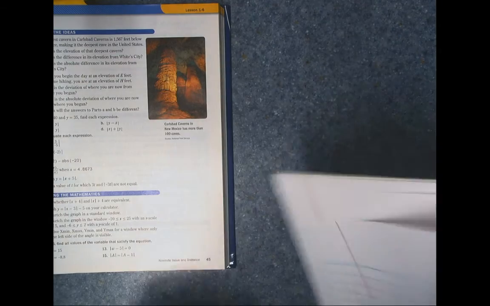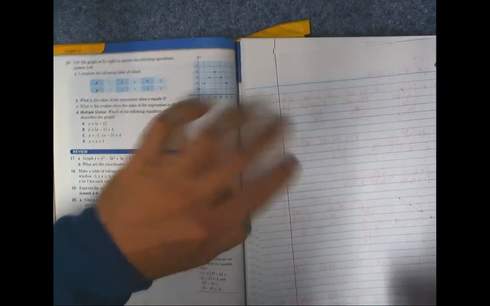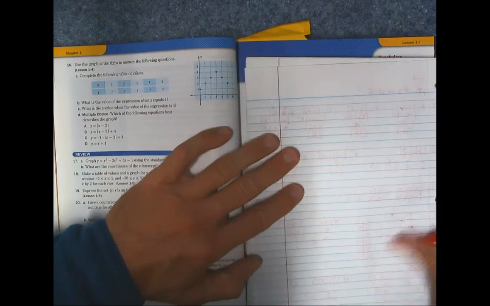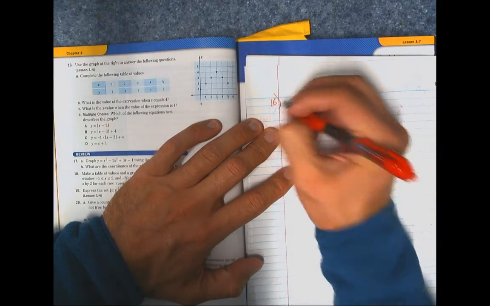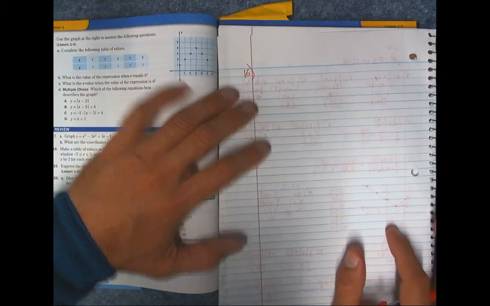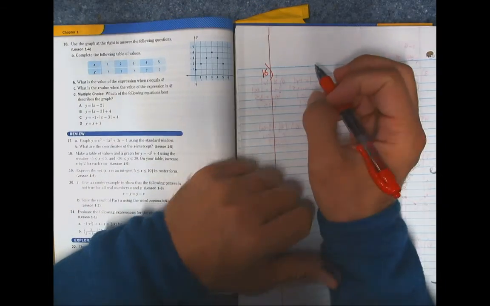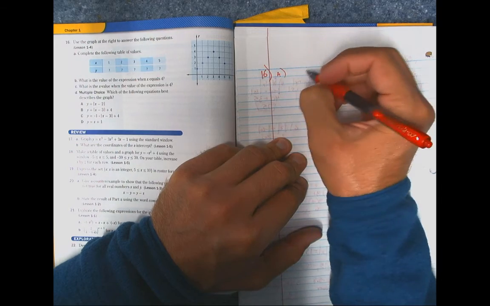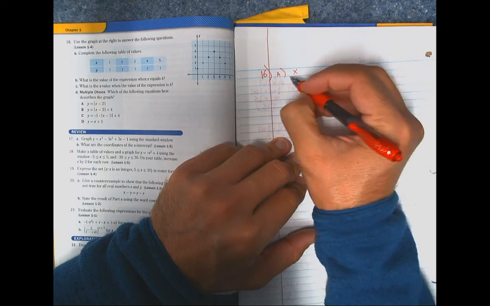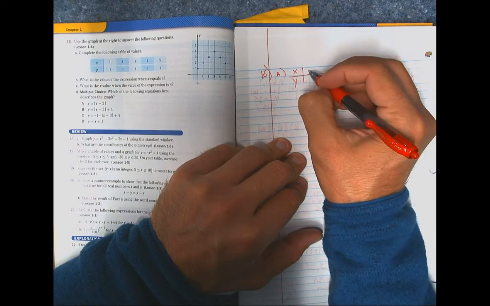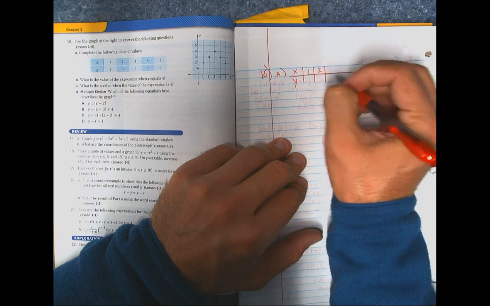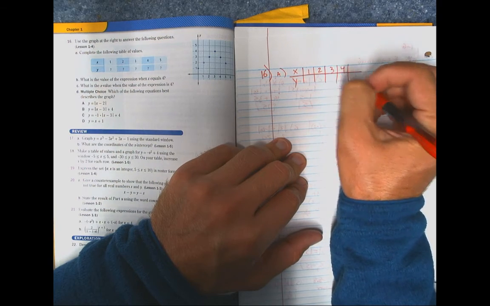All right, last one is number 16. We got to flip this over. Got a lot of parts here on 16. So we're going to use the graph at the right to answer these questions. So part A, first thing we got to do is fill in this chart. And they're giving me the x values of 1, 2, 3, 4, and 5.